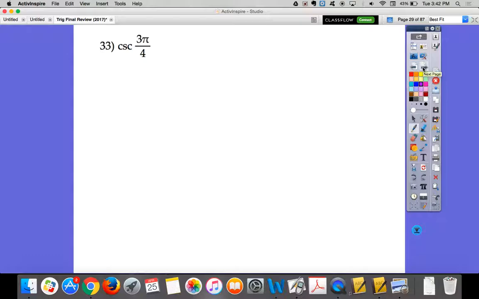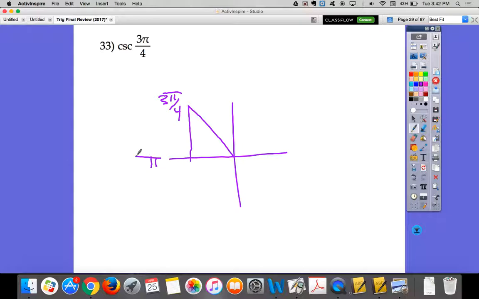Okay, now we have cosecant of 3 pi over 4. Well, that's not quite 1 whole pi. You missed it by a fourth. Here's pi, here's 3 pi over 4. And like we said, you missed it by a fourth. That's 1/4 pi, which is the same thing as 45 degrees.